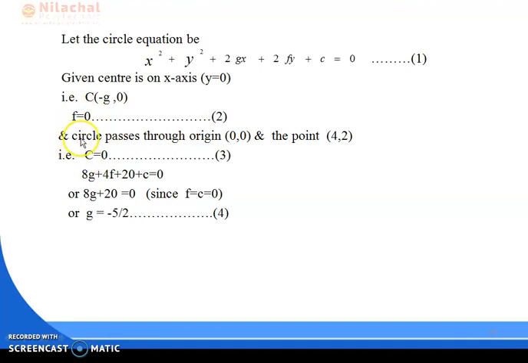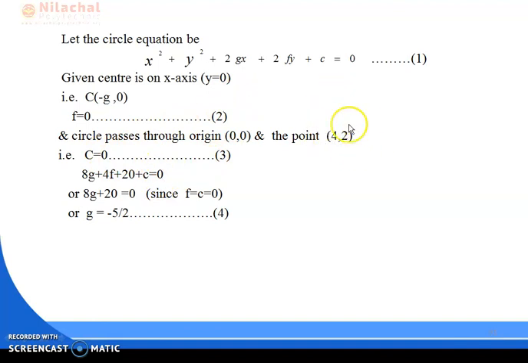Then what is given? The circle passes through the origin (0, 0) and the point (4, 2). If the circle passes through the origin and the point (4, 2), the points must satisfy equation number 1. First, the point (0, 0): we put 0 instead of x and 0 instead of y in equation number 1. This is 0, this is 0, this is 0, this is 0. What do we get? c equals 0. This is equation number 3.